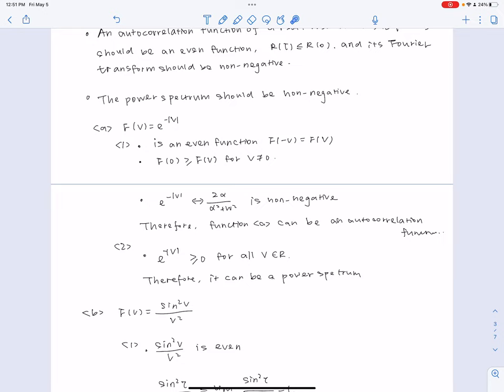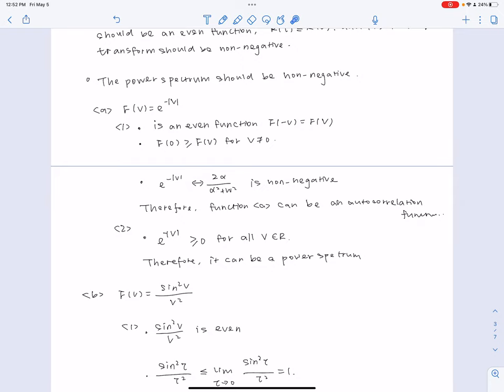F of v is e to the power of minus absolute value of v. Firstly, we know that this function is an even function because there is an absolute value sign. Secondly, the function has the largest value at 0. Thirdly, we know that e to the power of minus alpha times absolute value of v corresponds to 2 alpha divided by alpha squared plus omega squared.